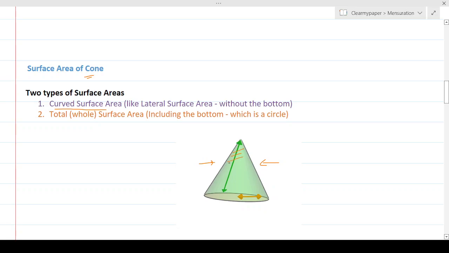So this whole green part, what is the area of this part? That's the curved surface area, not including the bottom. Another concept is total surface area or whole surface area, which means you should also include the bottom. Let's say this was closed by a circular lid; that circular part at the bottom would also have an area. So you add the curved surface area plus the area at the bottom, and that gives you the whole surface area or total surface area, whatever you want to call it. That's the concept of surface area.